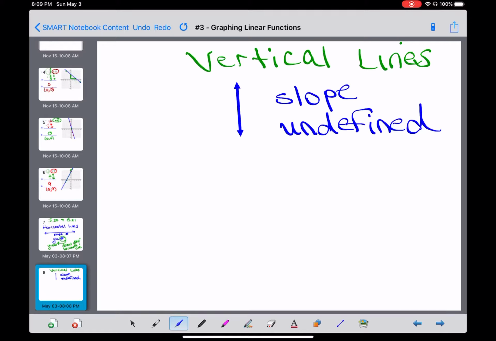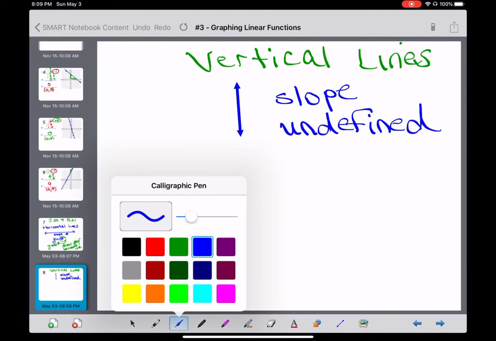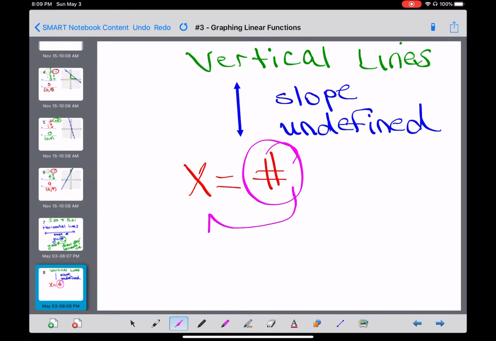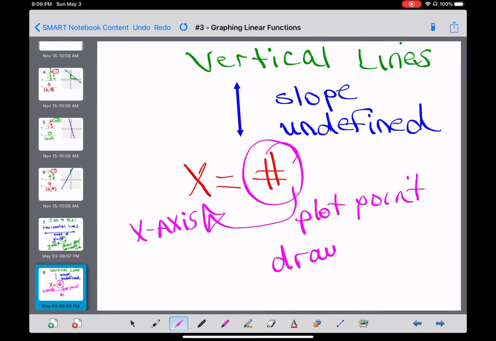The equation is always going to be x equals a number. And like in the other ones, this number, you're going to plot it on the x-axis. That's where you would start. Plot the point. And then draw your vertical line. I told you these were easy. Okay?